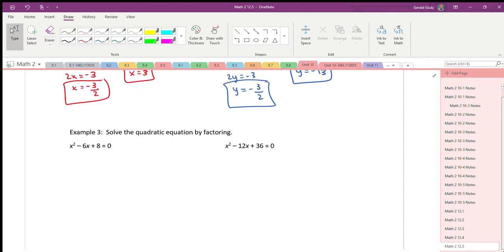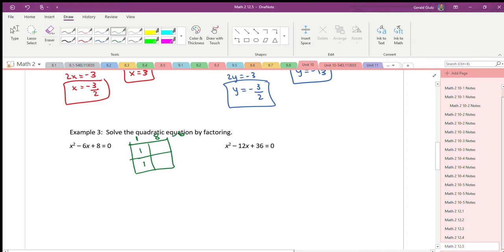So then example 3, it gets a little bit more involved here. This time I've got to solve the quadratic equation by factoring. So this is a good review. You don't have to use the box, but I like to use the box here to factor. So a is 1, c is 8, and then b is negative 6. Two numbers that multiplied equal 1 are 1 and 1.